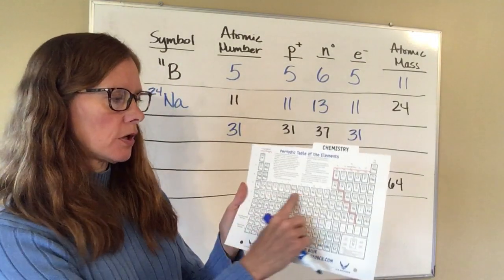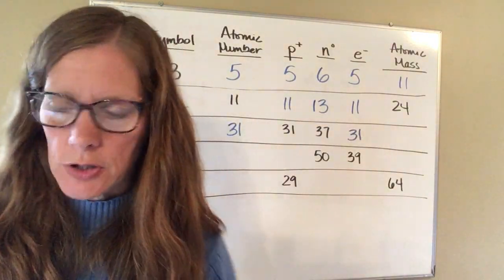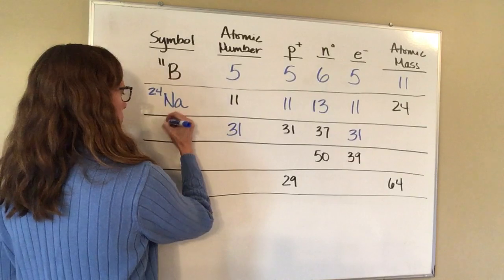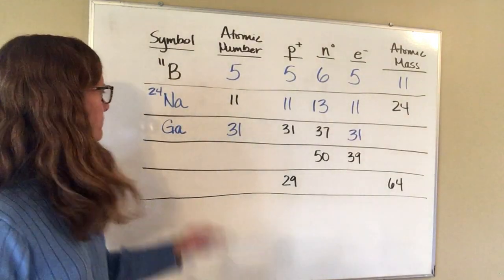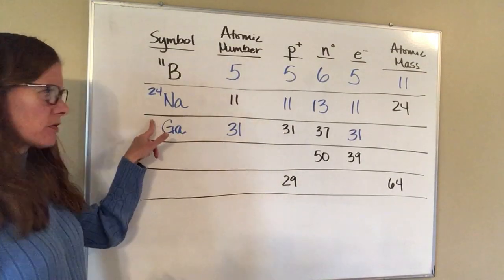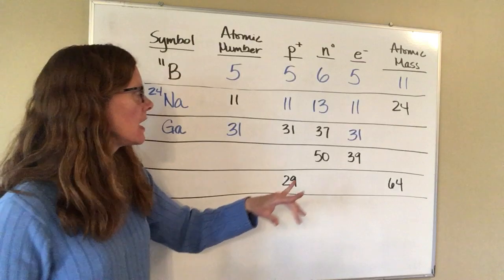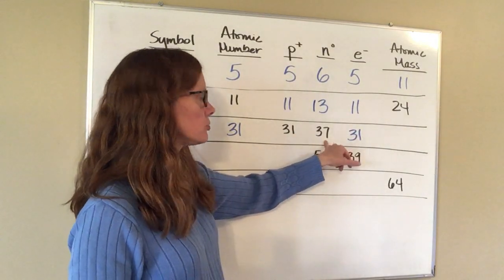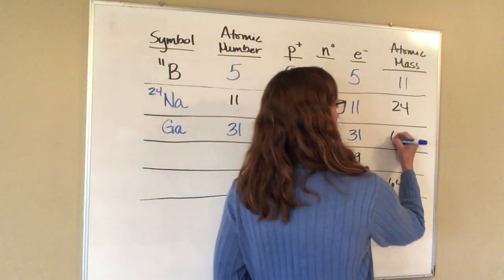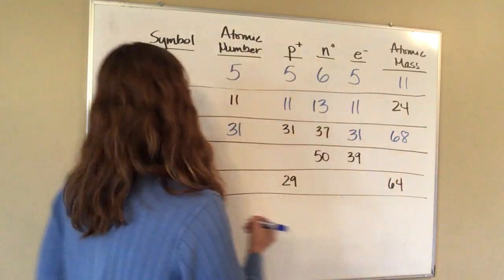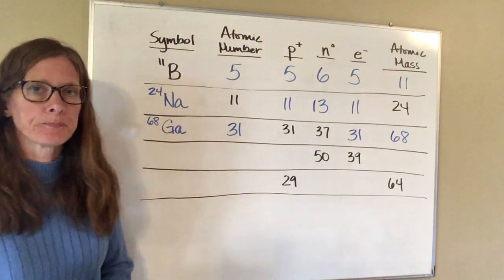So if you look, you should find 31 about right here on the periodic table. You should see that it has a symbol of Ga for gallium. Okay? What number goes up here? Well, they didn't give me the mass number this time, but the mass is whatever the protons and the neutrons are added together. So if I add 31 and 37, I get 68. And so 68 is the number that goes up here on the top.